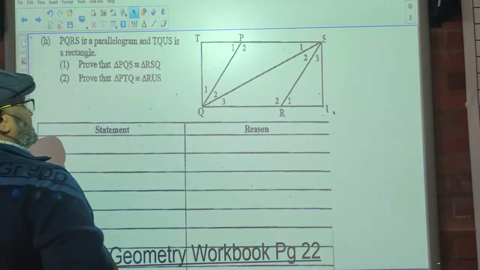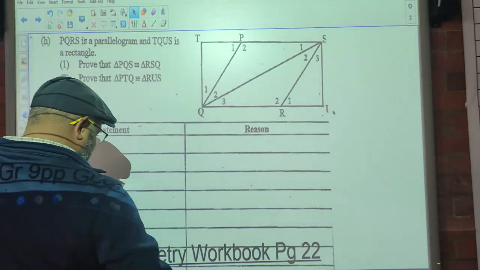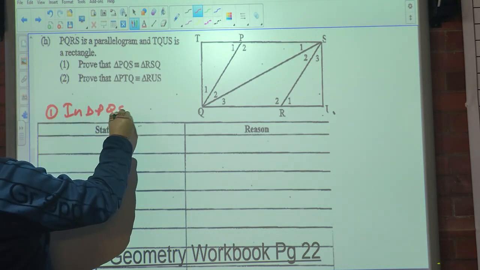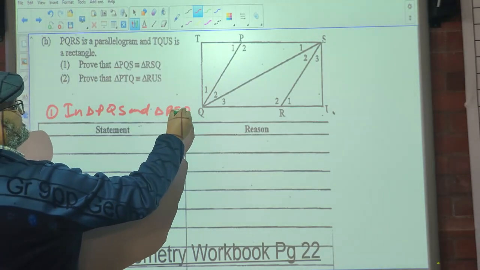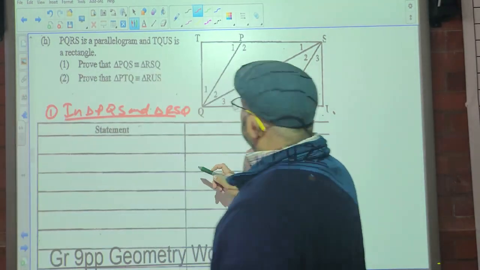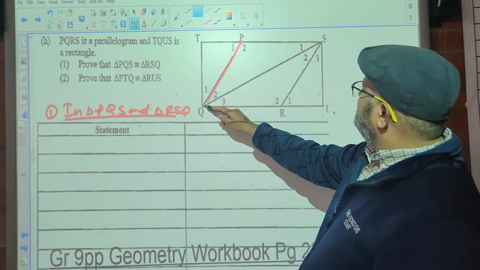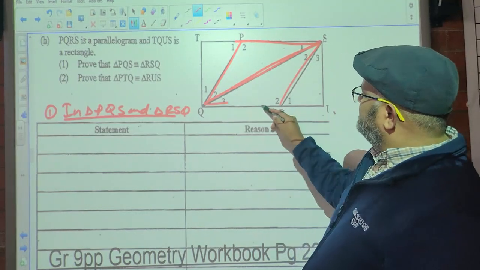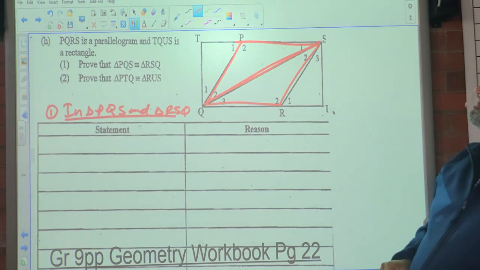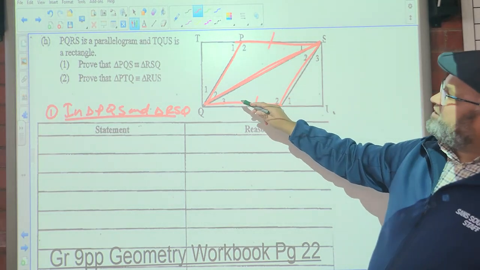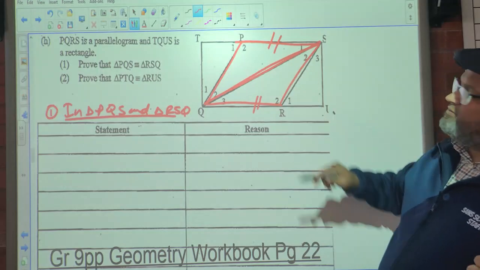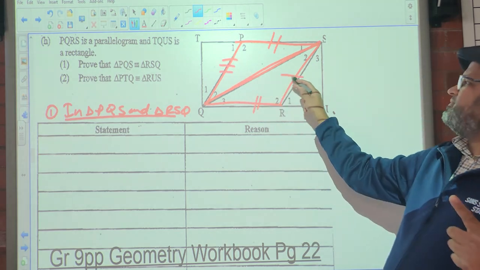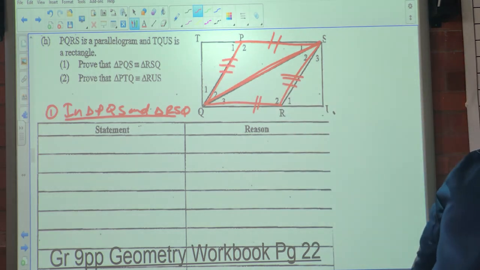You're asked to prove that triangle PQS is congruent to triangle RSQ. So let's go. In triangle PQS and triangle RSQ, what do we know? We already said that opposite sides are equal. So that is equal in that parallelogram, and that is equal in that parallelogram. What else do we know?